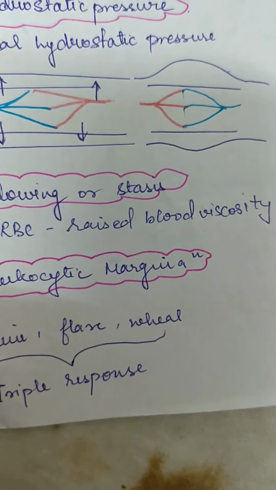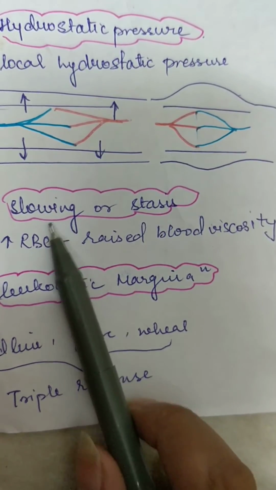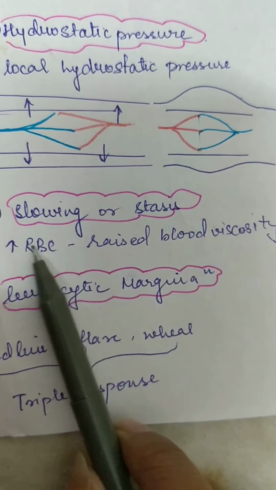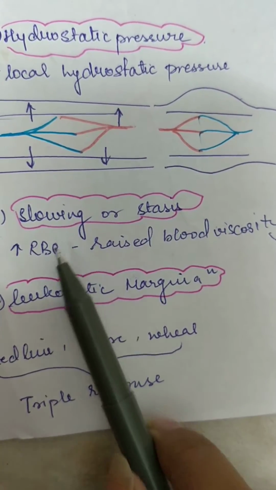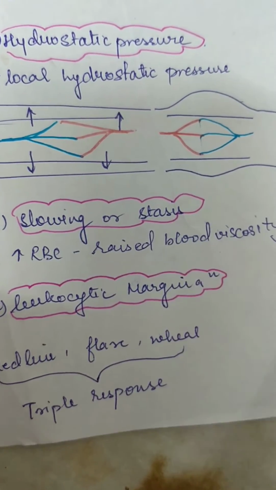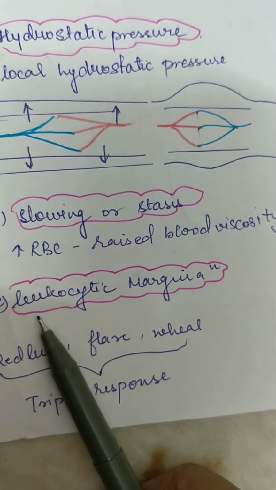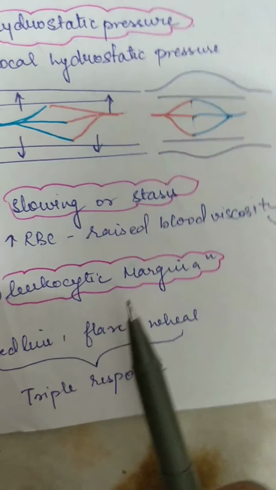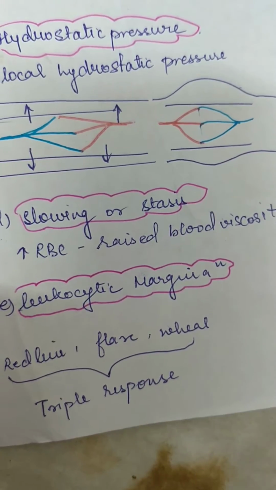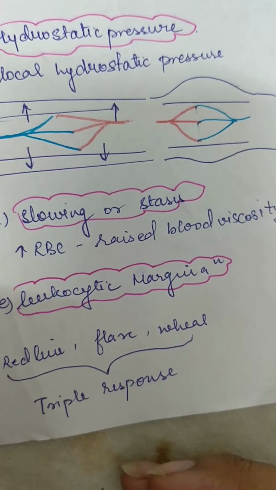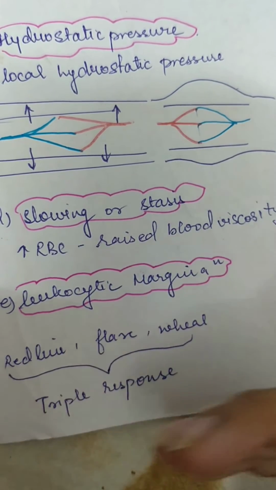Now next comes the slowing or stasis. In the arterioles or the capillaries, the number of RBCs increases, which will raise the blood's viscosity. Now we all know that at any site of injury, leukocytes will have to come there from the neighboring places. So leukocytes start to marginate from the blood vessels. They marginate towards the end of the blood vessel wall.